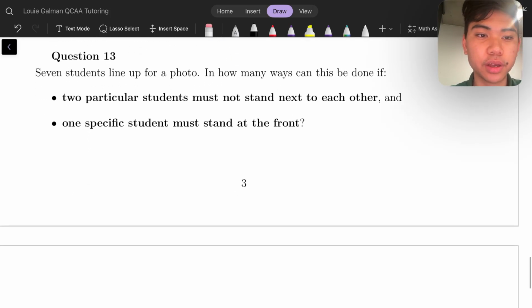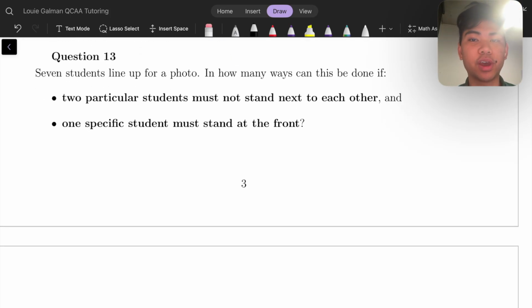Question 13, 7 students line up for a photo. In how many ways can this be done if 2 particular students must not stand next to each other and 1 specific student must stand at the front? Okay, so very similar to question 12, just with different numbers.